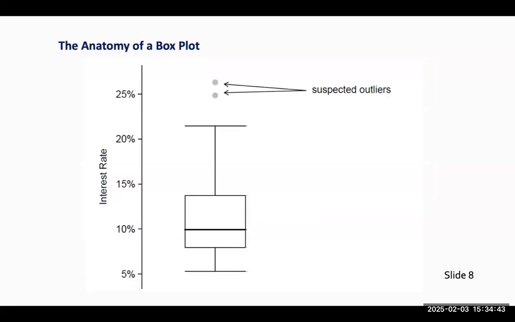So here's another picture of a box plot. In this box plot, if I was to ask you how many outliers there are, you would say there's 2 because they are outside the whiskers of the box plot.